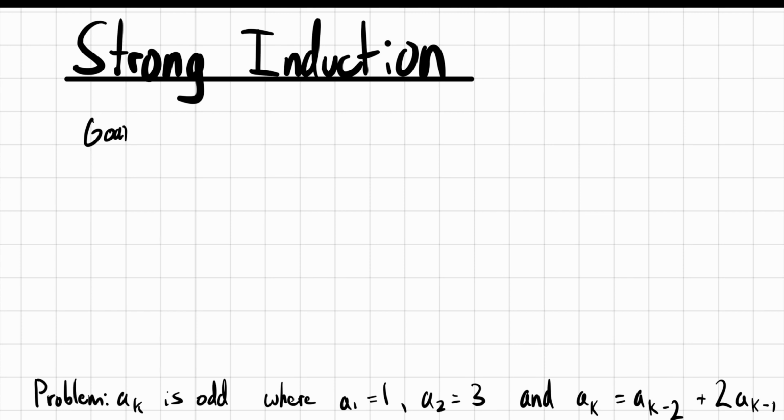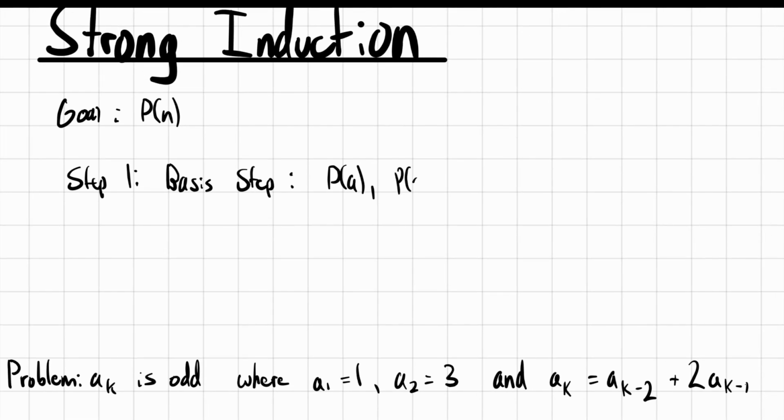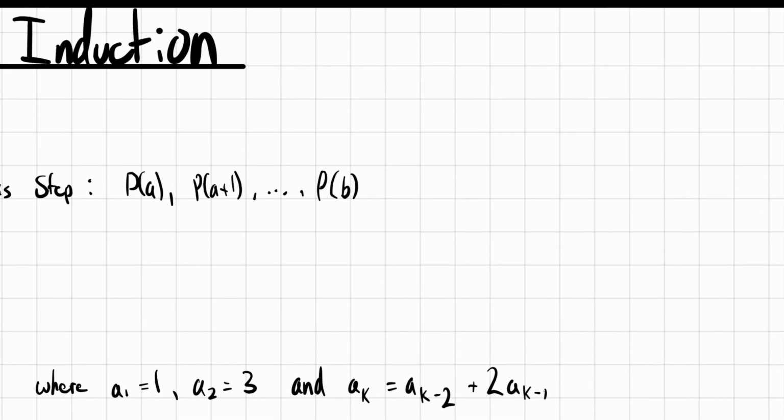Now the key difference is in the basis step and the induction step, but it has a lot of the same kind of structure. So the goal again is P of n. We want to prove something is true always. Step one is, again, the basis step, like mathematical induction. The key difference is we might have more than one. We're going to use a to represent some integer here, just to say that mathematical induction can have more than one. So here, maybe it's like 3 or 4 claims.